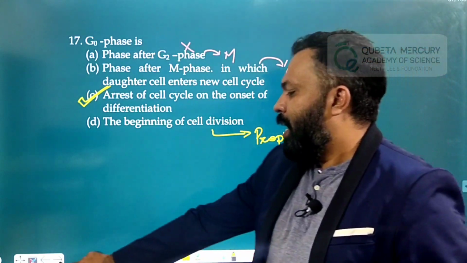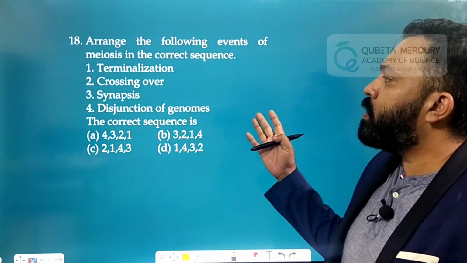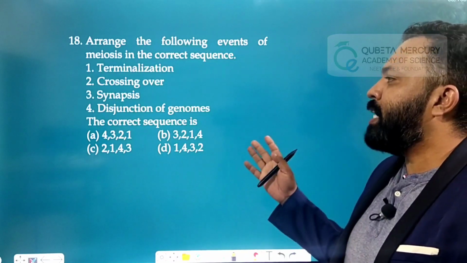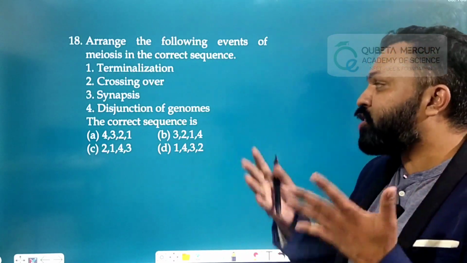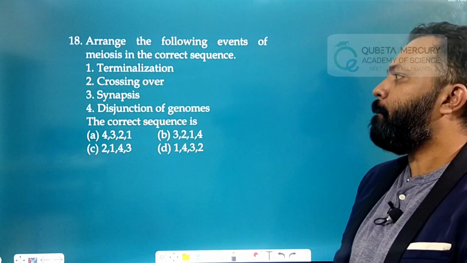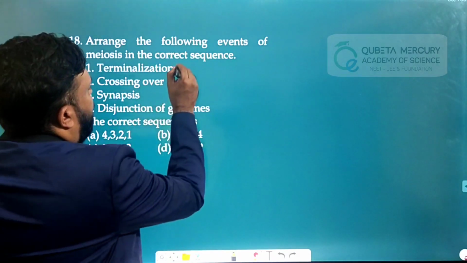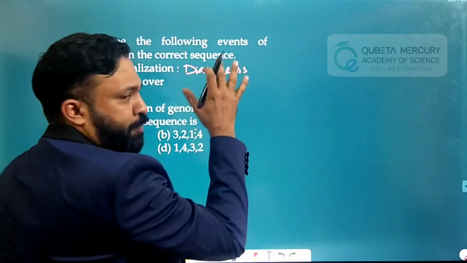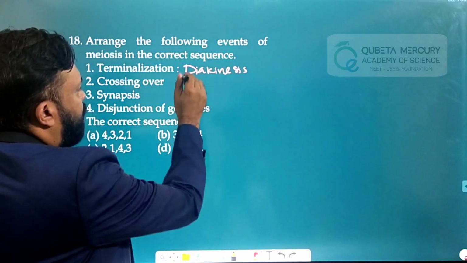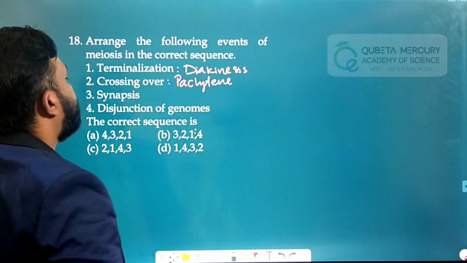Yes, that's it. Let us see question number 18. Arrange the following events of meiosis in the correct sequence: terminalization, crossing over, synapsis, and disjunction of genomes. Okay, you just see the things. The terminalization of chiasmata takes place in the diakinesis stage of prophase 1, is it? Crossing over is marked in the pachytene stage of prophase 1.